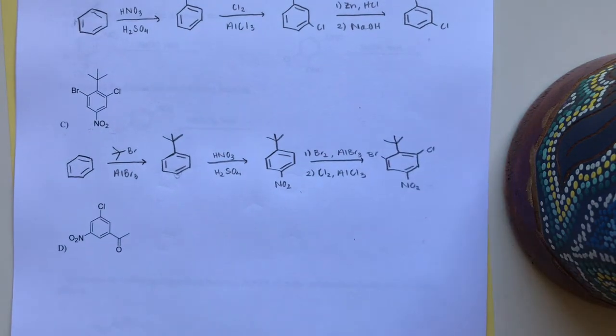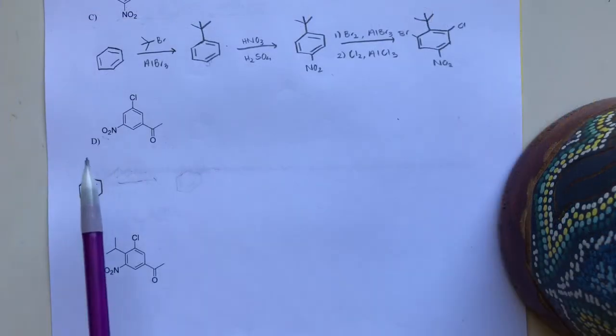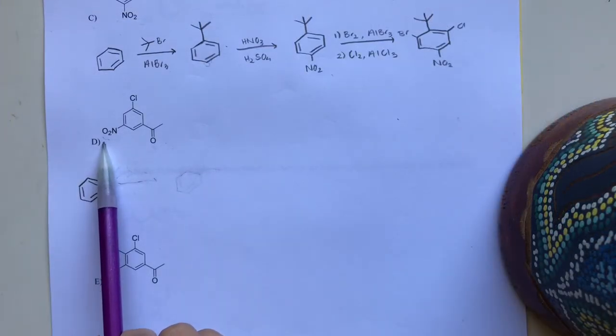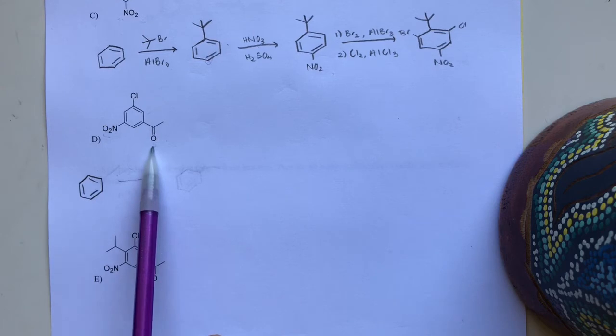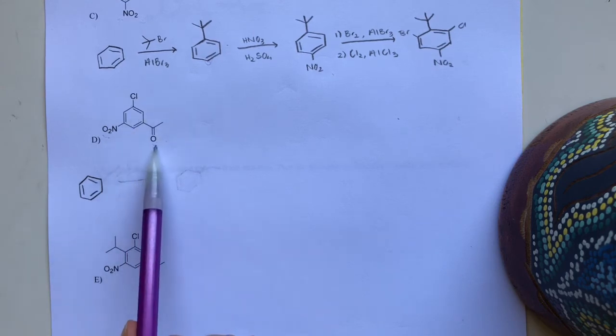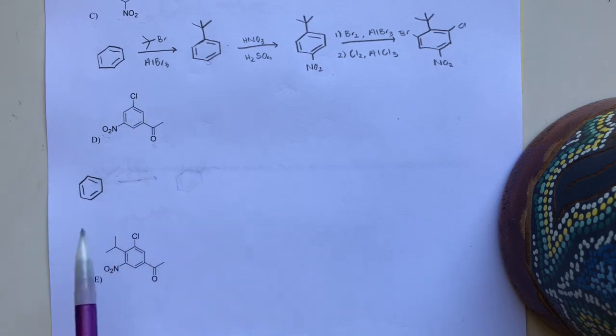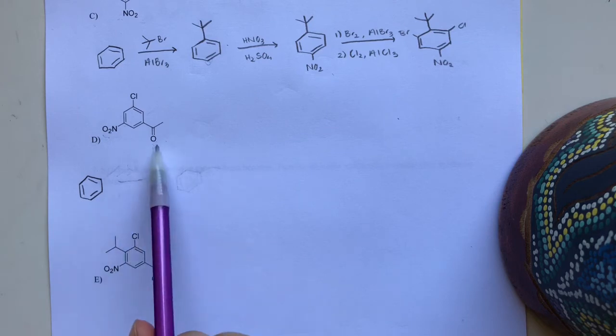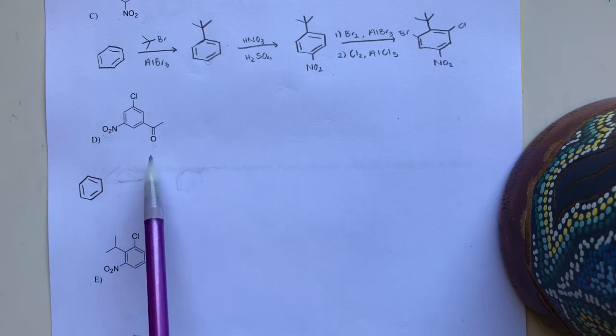And that's the final product. Part D. Notice that we have a strongly deactivating substituent and a moderately deactivating substituent. But also notice that this moderately deactivating substituent can be added through Friedel-Crafts acylation. So this is the first substituent to add.